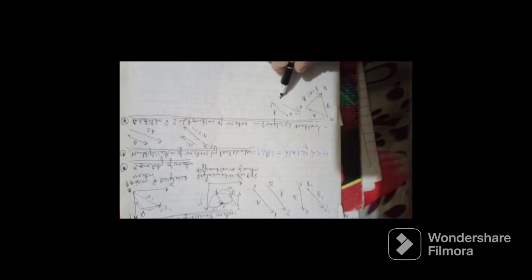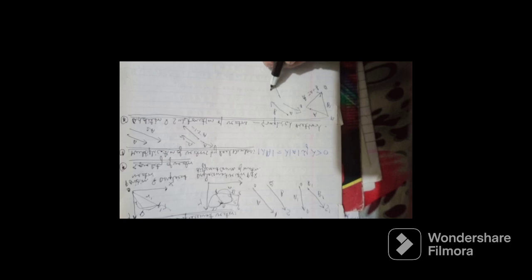For the other case, this is B, this is A, and so this is R equals B plus A.